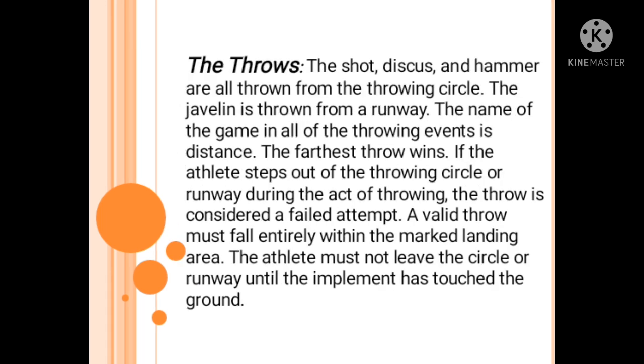The throws. The shot, discus, and hammer are all thrown from the throwing circle. The javelin is thrown from a runway. The rules are the same for all throwing events in this sense. The farthest throw wins. If the athlete steps out of the throwing circle or runway during the act of throwing, the throw is considered a failed attempt. The throw must fall entirely within the marked area, and the athlete must not leave the circle or runway until the implement has touched the ground.